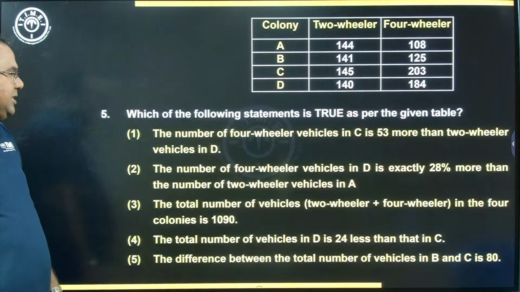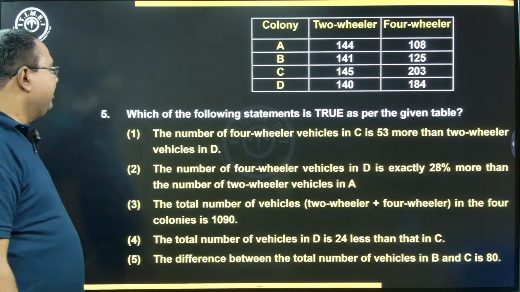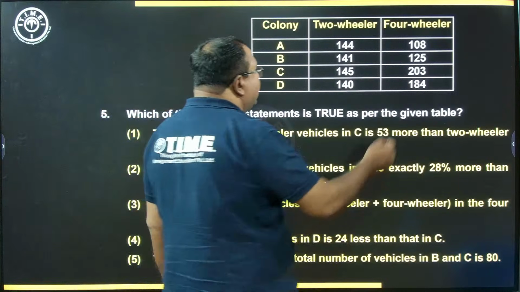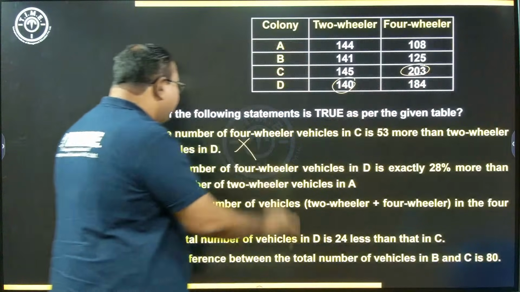Total number of vehicles, 2-wheelers plus 4-wheelers in 4 colonies is 1090. Then total number of vehicles in D is 24 less than C. Difference between total number of vehicles in B and C is 80. Let us start with 1. Number of 4-wheelers in C, 53 more than 2-wheelers in D. 203. Is it 53 more? No. First statement is false.